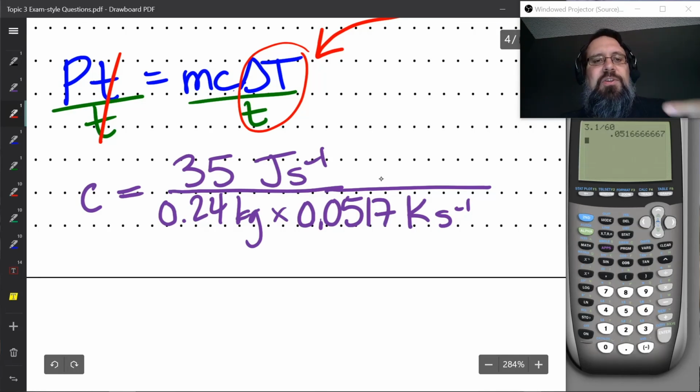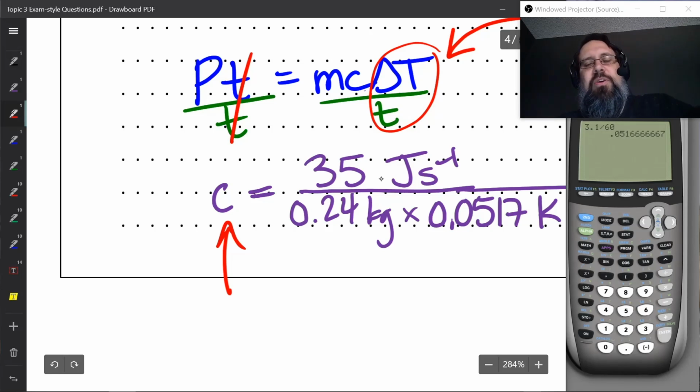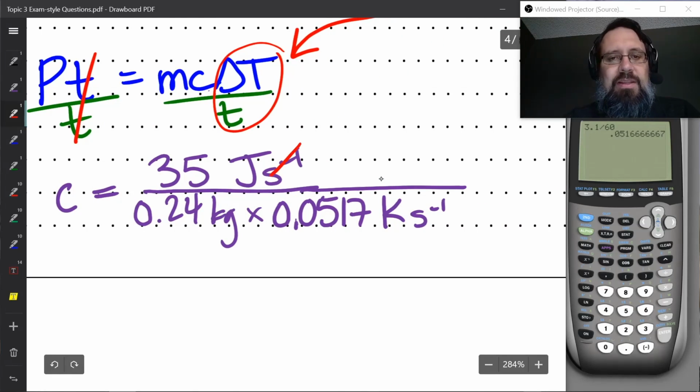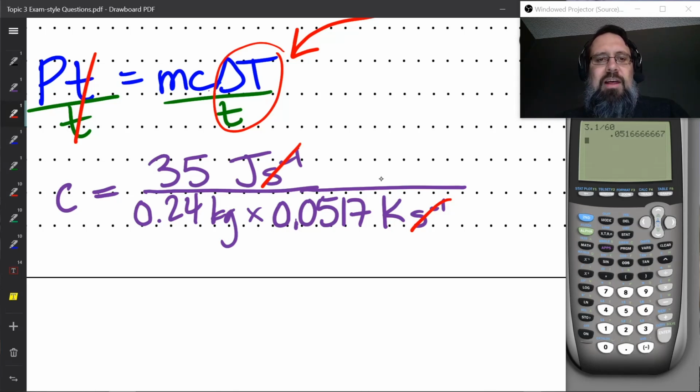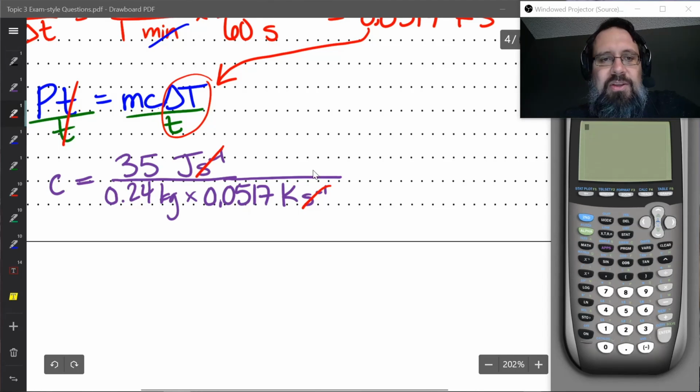Okay, now because this is all weird stuff, let's make sure the units come out to what they should be. So what should the units be? This is specific heat capacity. The unit should be joules per kilogram per Kelvin. So let's see if we end up getting that when we divide this. We can see that the per seconds cancel out. And sure enough, there it is, joules per kilogram per Kelvin. So we know we're on the right track, and this answer should be correct based on the unit analysis.